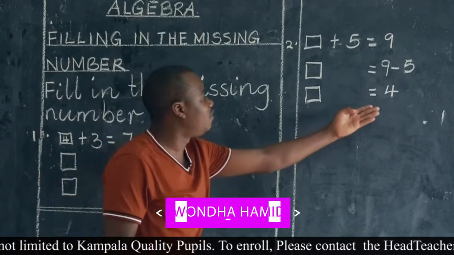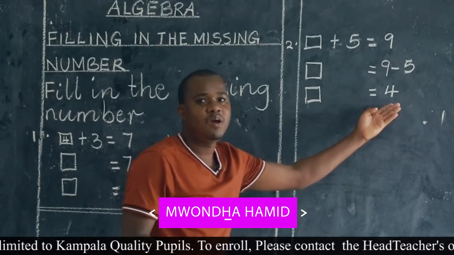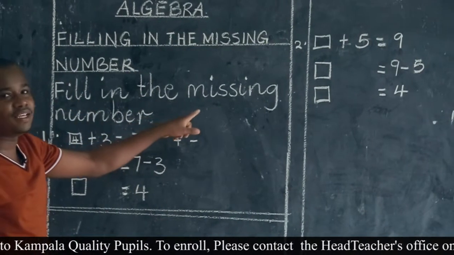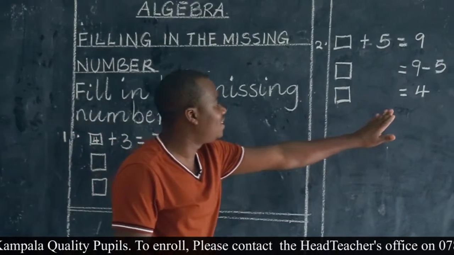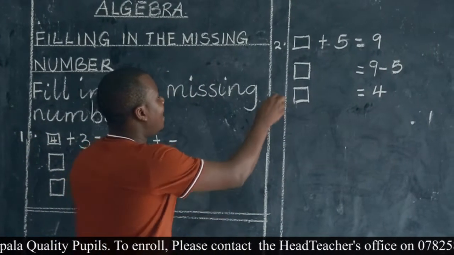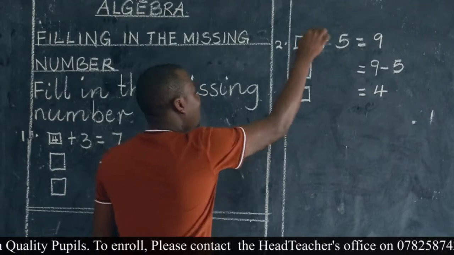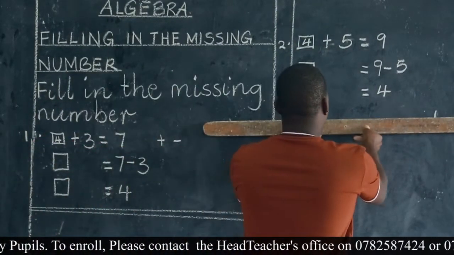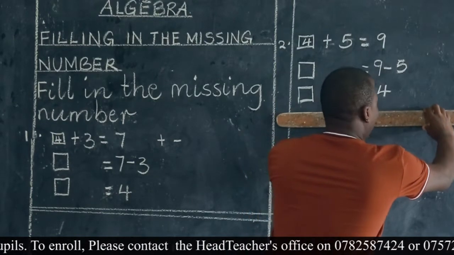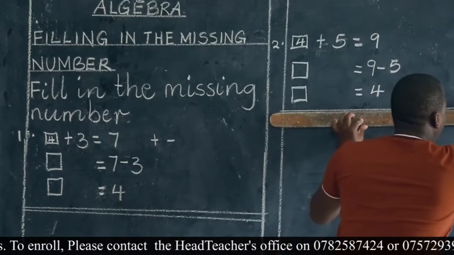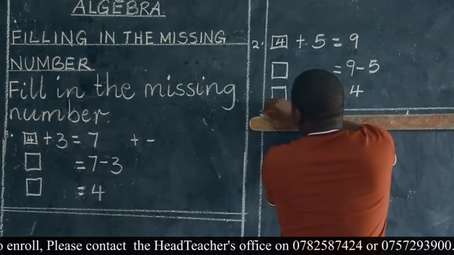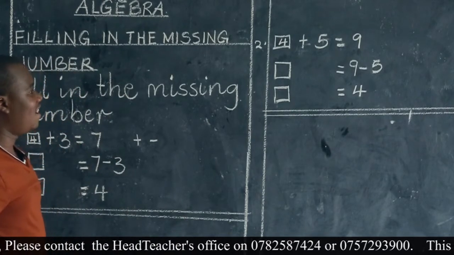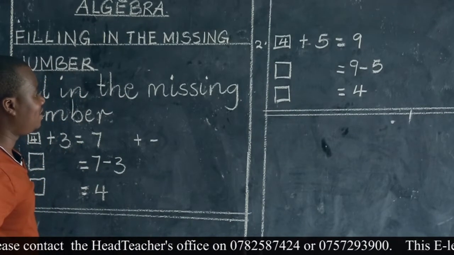So after getting 4, what shall we do? We go back to our question. What is it telling us? Fill in the missing number. So after getting our 4, we shall come here and fill in. Then after that, you get your ruler, and because we need very, very smart work, underline and close your work very, very smartly.